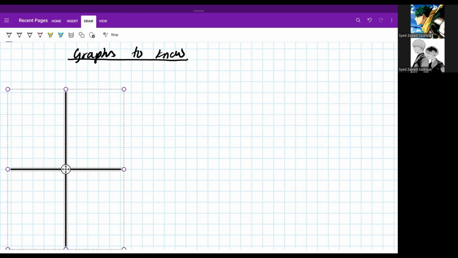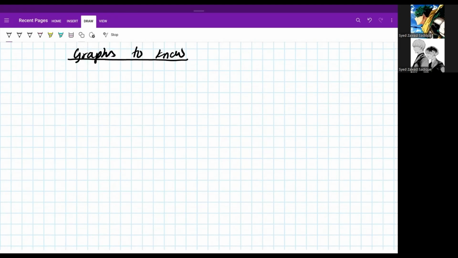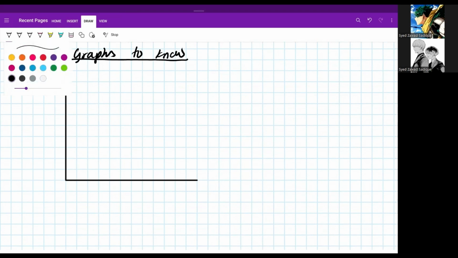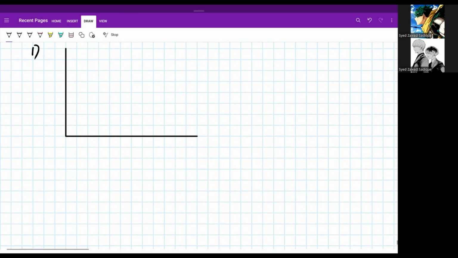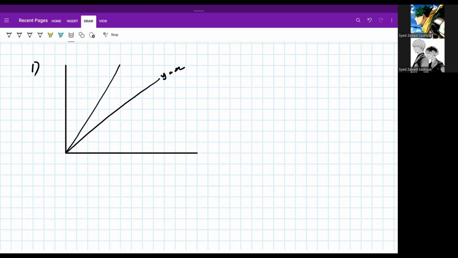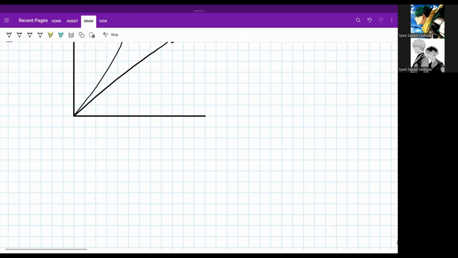Okay, so number one, you have, of course, straight line, which is y equals x. This curve is known as y equals x squared, and the downward curve is y equals root of x.